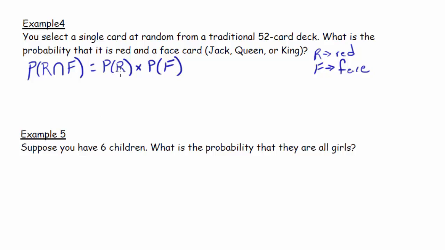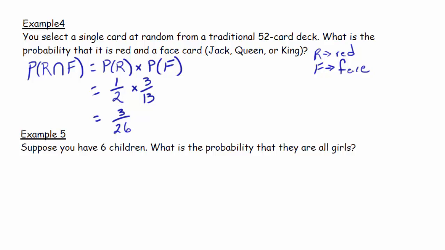So the probability that I'm red, well, hopefully you guys recall that half of them are red and half of them are black, so this would be 1/2. Right? So the probability that we're a face card, well, there's 3 face cards out of 13 denominations. So we have a 2, 3, 4, 5, 6, 7, 8, 9, 10, jack, queen, king, and ace. So of those 13, 3 of them are face cards. So therein, the probability that they both occur would be 3 out of 26.